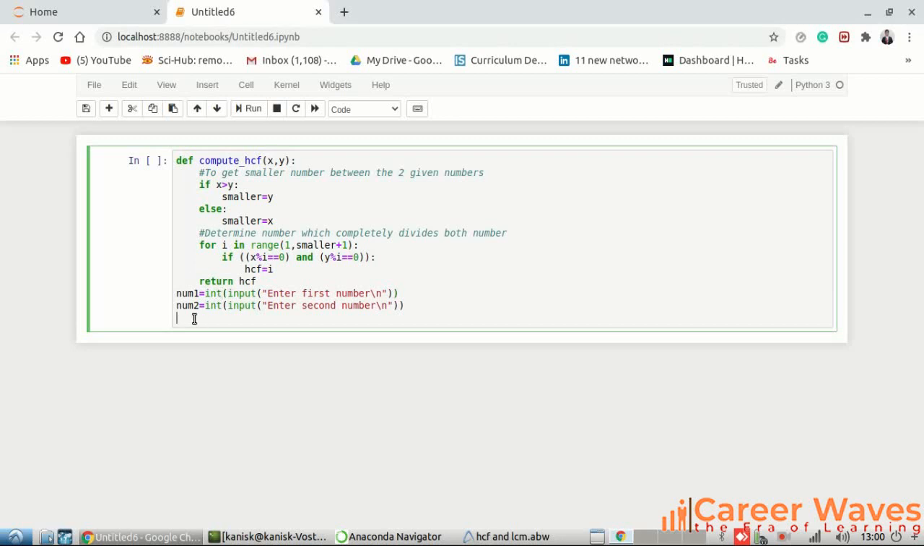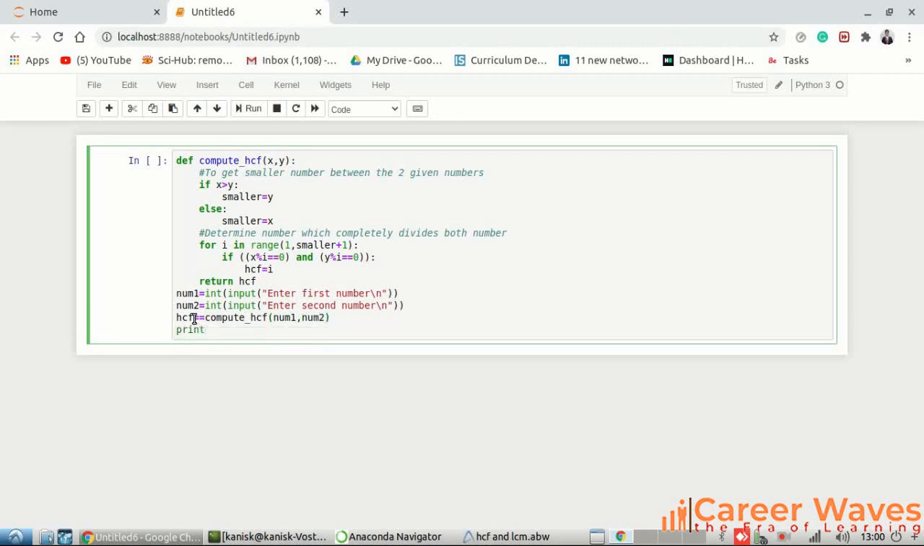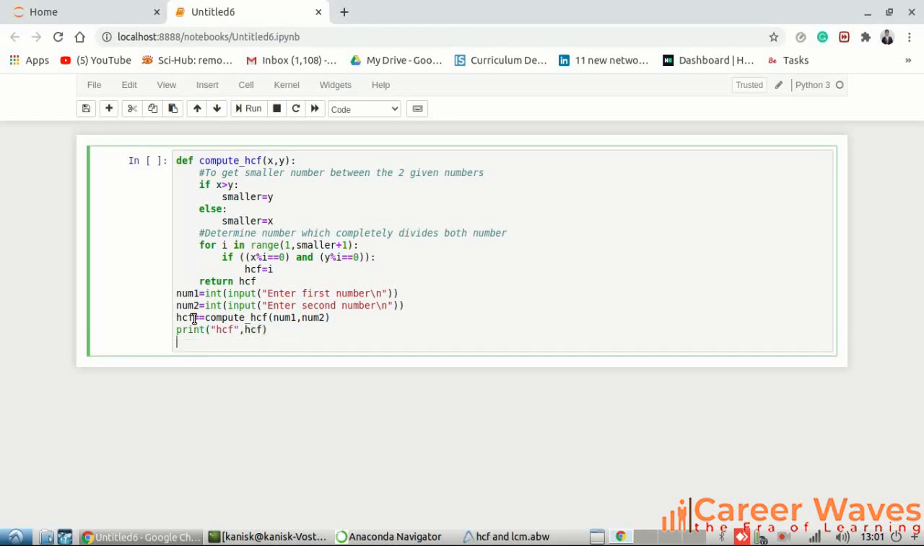Now what I will do, I will compute HCF. So I will return the function which is given, HCF is equal to computeHCF(num1, num2), and I will print HCF here itself, HCF and HCF as a number.